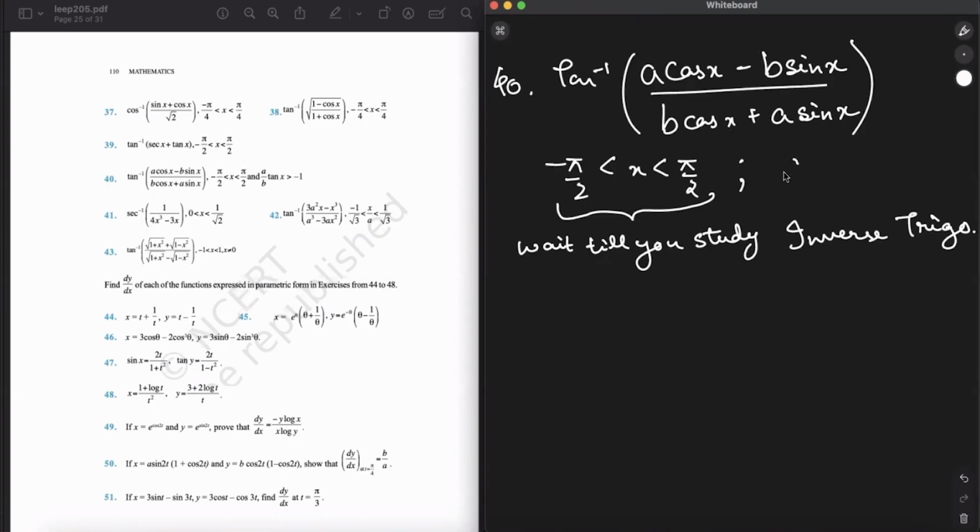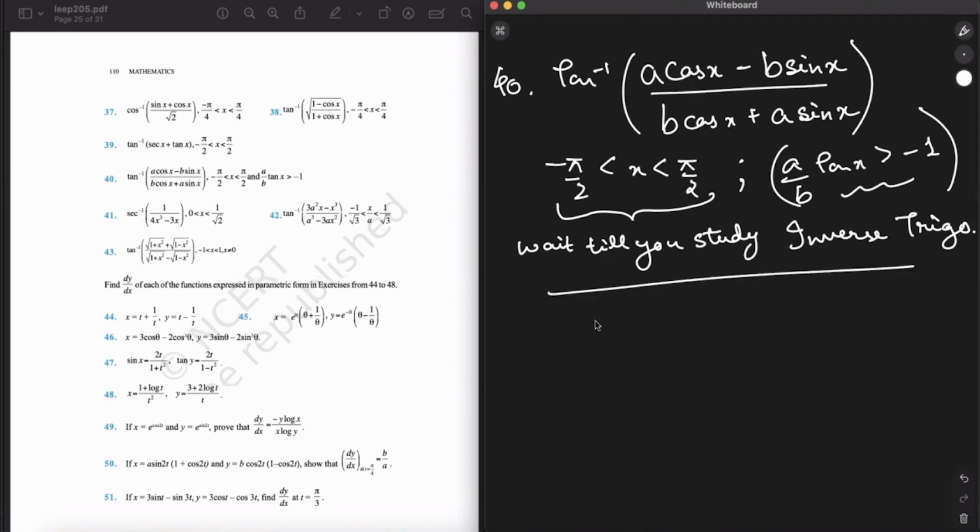Another thing, you have been given that a by b tan x is greater than minus 1. I don't know what this is for. We'll solve the question and see if it comes into use. If it is given, it will definitely come in use. But for now, I can say that I don't know what this is for. So, starting the question.